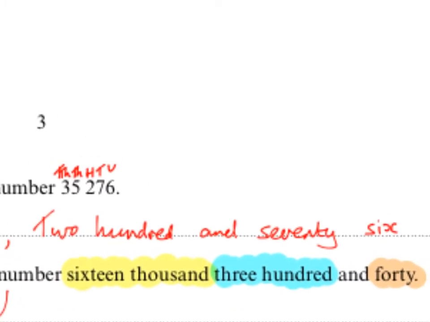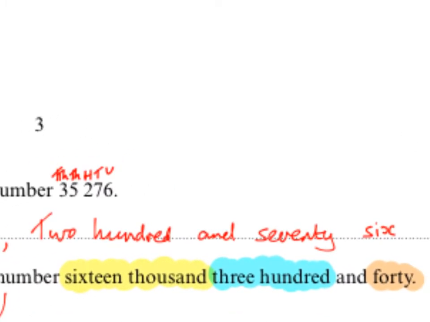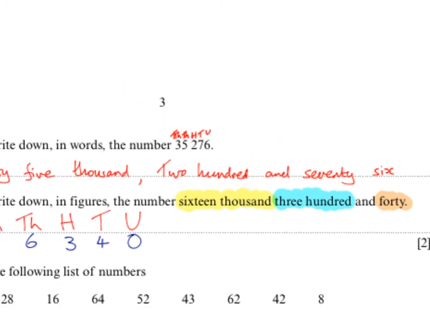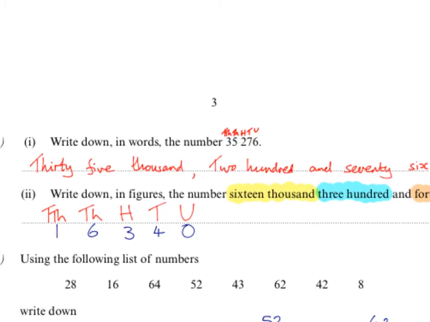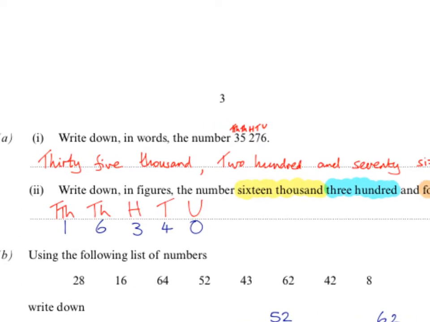Okay, none of those can be in numbers at all. So you can't have the 6 as a 6. It's got to say SIX. And then for this one here, very, very similar. 16,340. So I wrote down my columns and then just filled in where the numbers went.